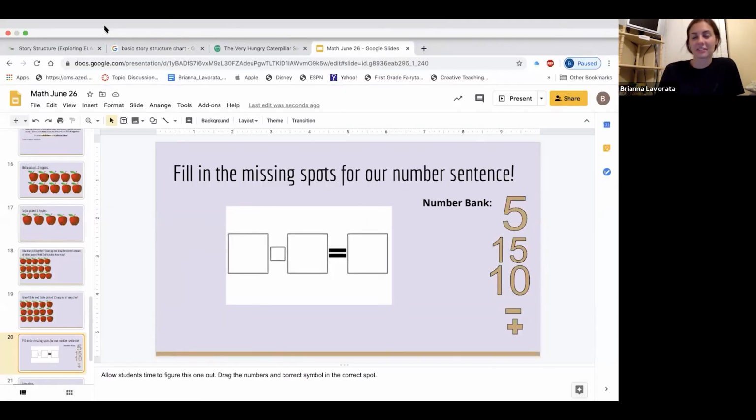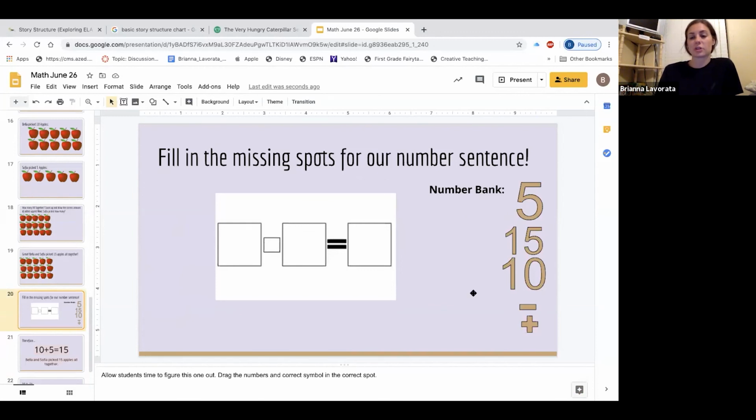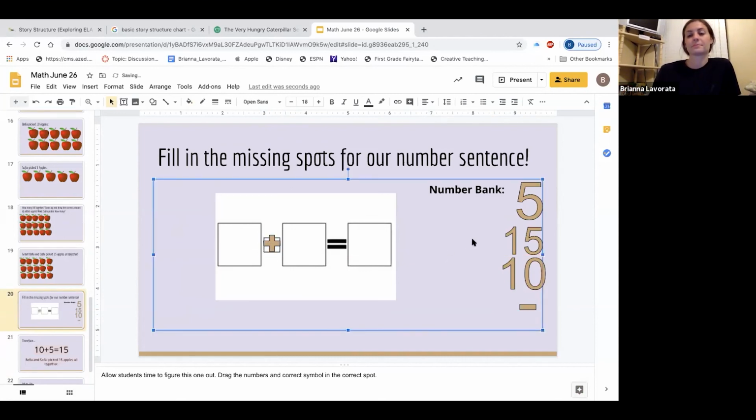So now I want to challenge you guys. We are going to fill this number sentence in. So I want you to think, I have this number bank right here. I see the number 5, 15, and 10. Where am I going to put those numbers? First, we can decide, is this addition or subtraction? If you answered addition, you are correct. So we're going to put this symbol here.